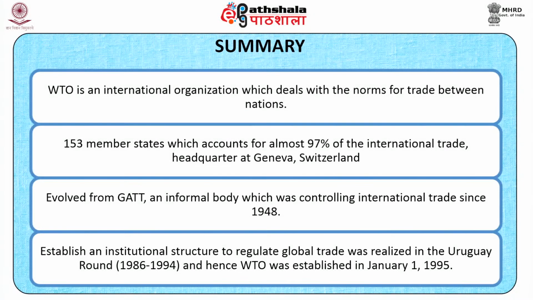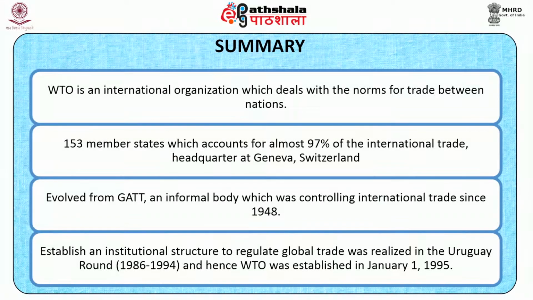Summary. Therefore, we can conclude that the WTO is an international organization which deals with the norms for trade between nations. It has around 153 member states, which accounts for almost 97% of the international trade. Its headquarters is at Geneva, Switzerland. It has evolved from GATT, an informal body which was controlling international trade since 1948.